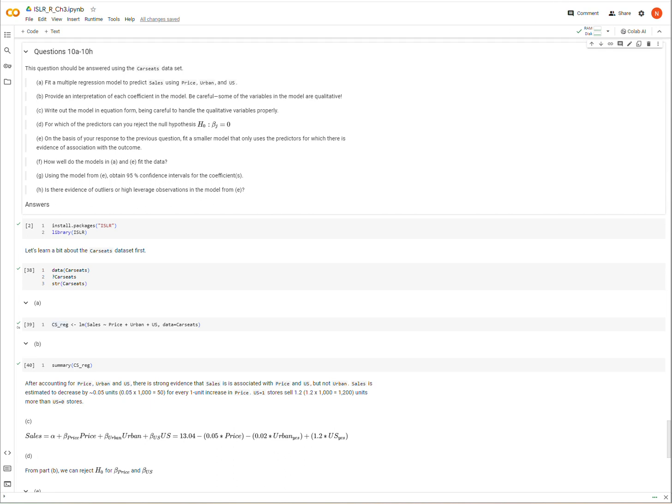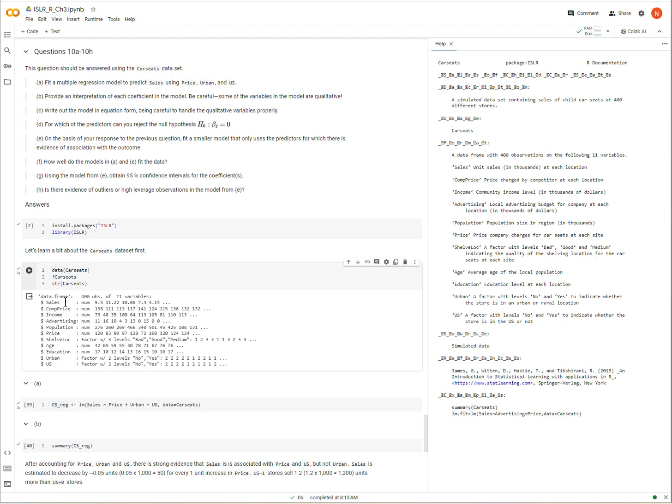So in this block of code, I'm going to load that data set, and then by using question mark Carseats, I'm going to get some information on it and an outline of what the data looks like. With this line, I pull up this little window over here, and it says that Carseats is a simulated data set containing sales of child car seats at 400 different stores.